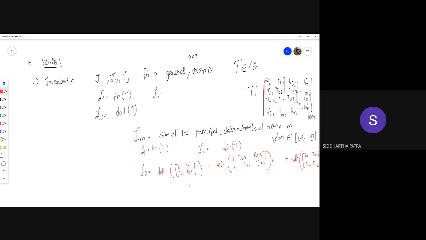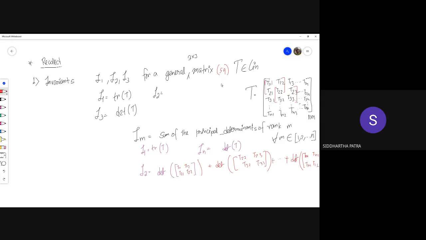So you need to keep on doing this, and all of these become invariants. And the number of invariants depends on the size of the square matrix. So this one is a square matrix, that needs to be mentioned.